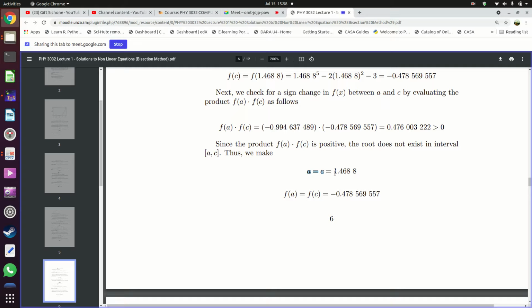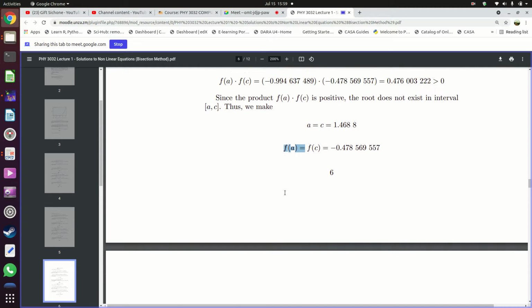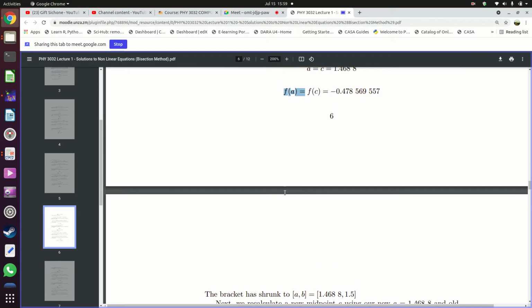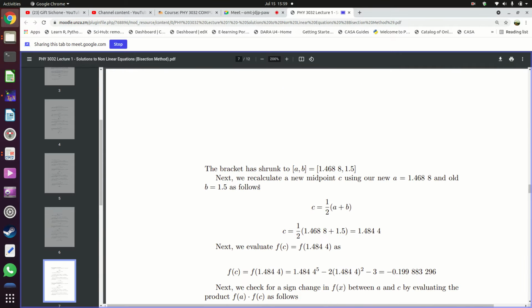So our a becomes 1.4688, and the value of the function at c, which is f of c, minus 0.478569557, becomes our f of a. Are we clear? Yes, it's clear.